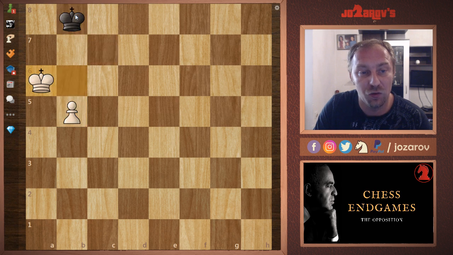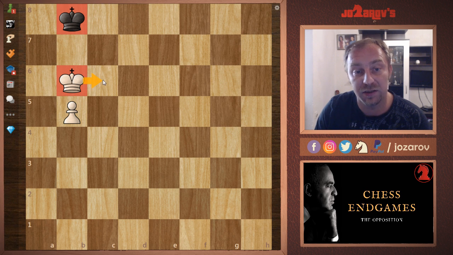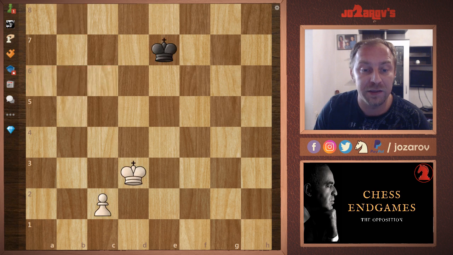So this is the huge mistake that you can make here in this parallel setup. As I said, king to c6 is a draw, king to a6 is winning for white. So let's see now another example.